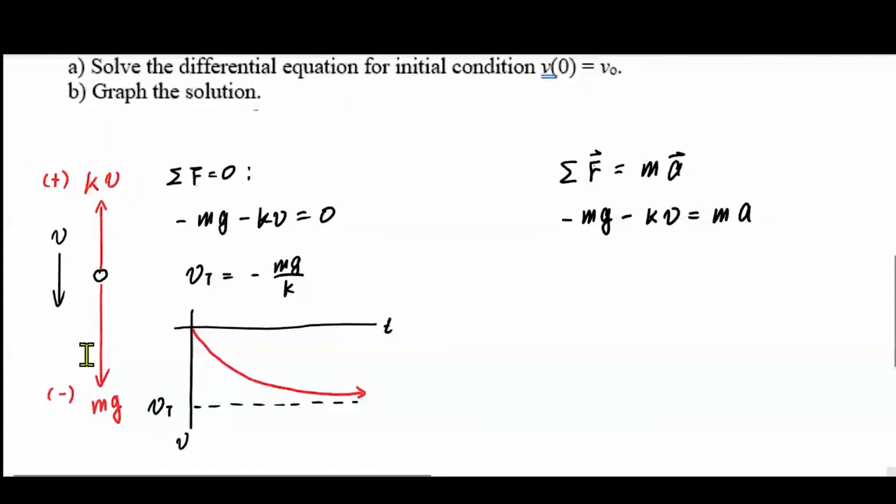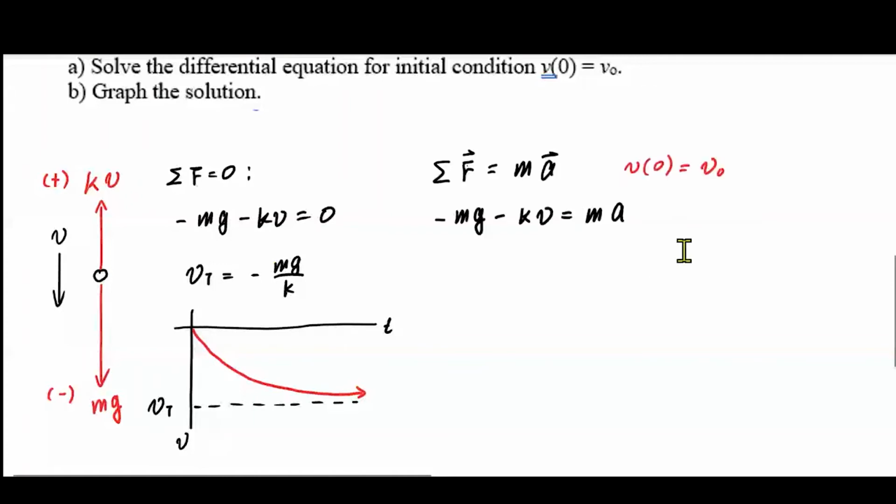Okay, so let's solve it. What we have to understand is that this a is a second derivative. This is a derivative of v now, isn't it? So I'm going to divide both sides by m and write this first. First let's divide and rearrange it. So we have a is equal to minus kv over m.